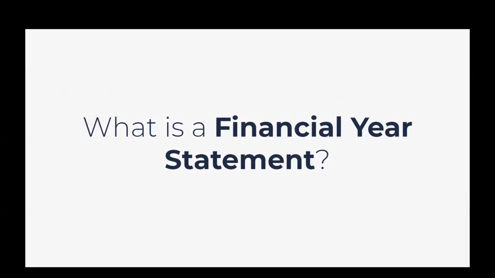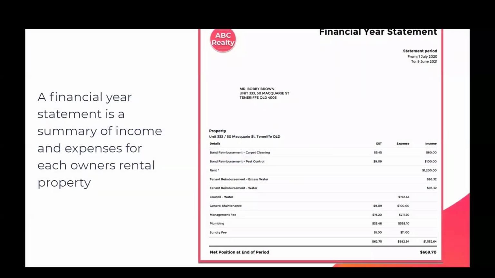So let's jump on in. First things first, we're going to look at what a financial year statement is. Simply put, a financial year statement is a summary of income and expenses for each owner, for each property that your owner owns. So each owner will receive one statement per property. As you can see by the image here, the statement displays details, GST amounts, income and expenses, and it really just makes it simple for your owners to clearly see the ins and outs of what's been going on with each property.